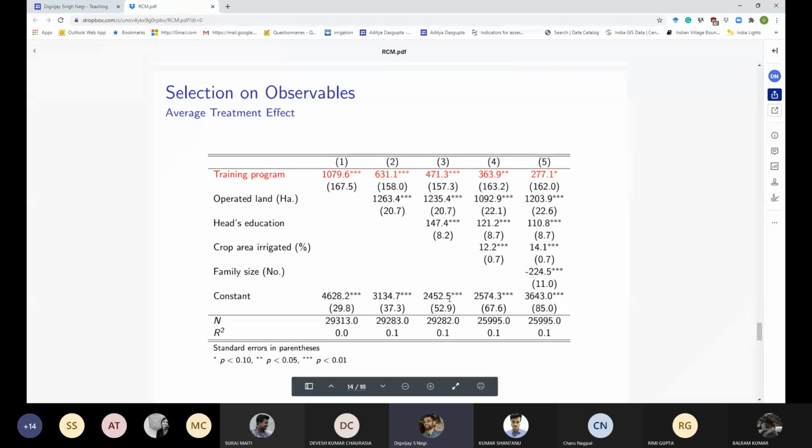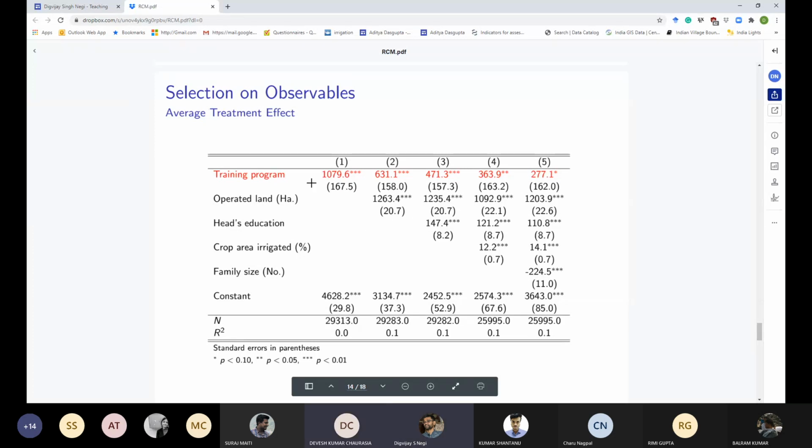In specification 3, I'm adding head's education as a control along with operated area. In specification 4, I'm adding crop irrigated area as a control along with these two. And in the fifth one, I'm adding all 4. Okay.